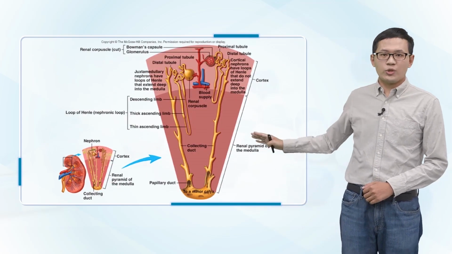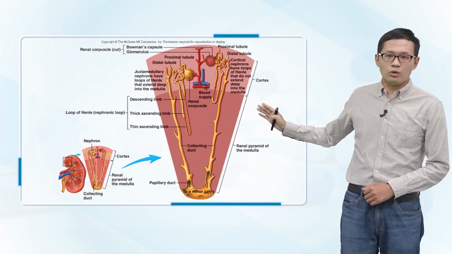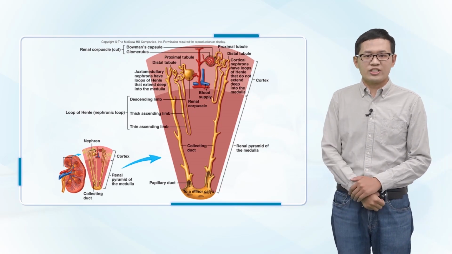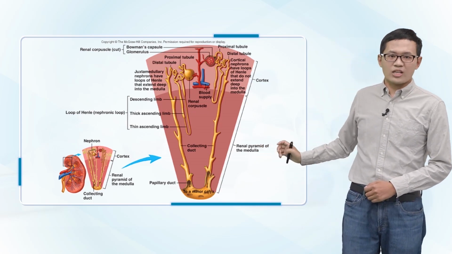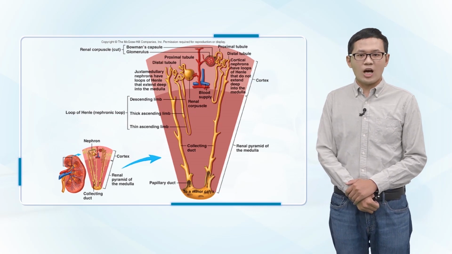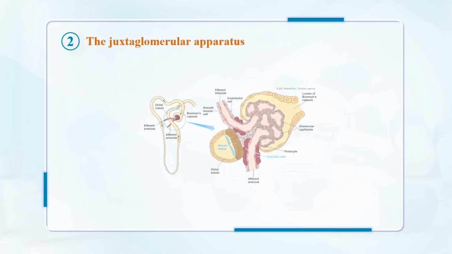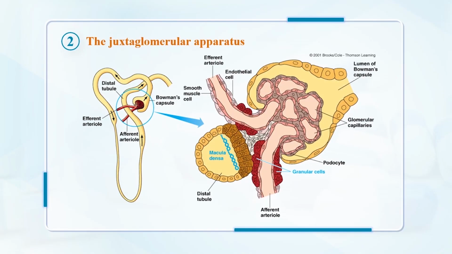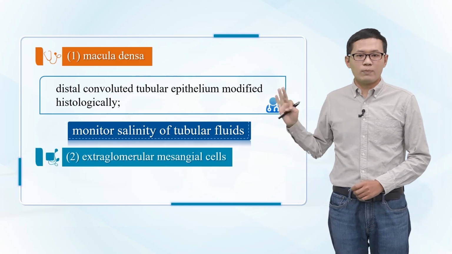This is the distribution of nephrons in the kidney. Cortical nephrons have loops of Henle that don't extend deeply into the medulla. The juxtamedullary nephrons have loops that extend deep into the medulla. They all end in the collecting duct. We also have a section between the efferent and afferent arteriole called the juxtaglomerular apparatus. The juxtaglomerular apparatus consists of three parts.